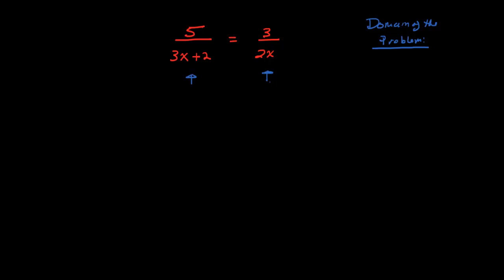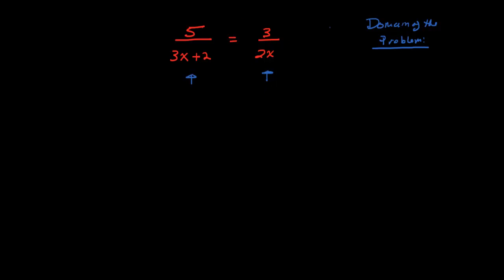Let us try another example question that's a little bit different. Let us try the equation 5 all over 3x plus 2, set equal to 3 all over 2x. So first of all, I always recommend identifying the domain of the problem. The domain of the problem is going to be determined by setting the denominators of each one of these terms not equal to 0.